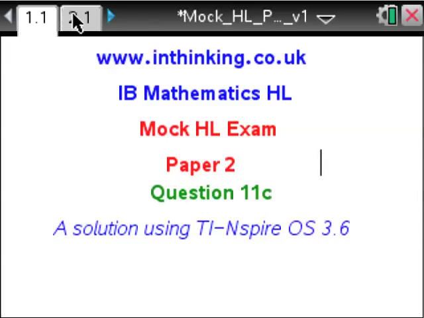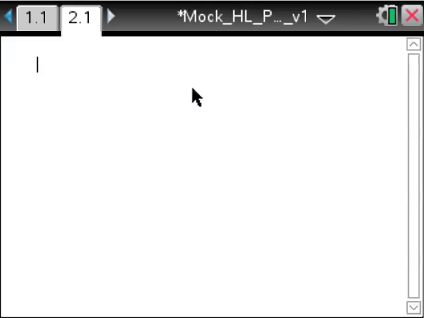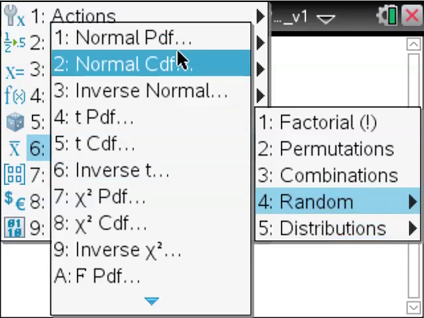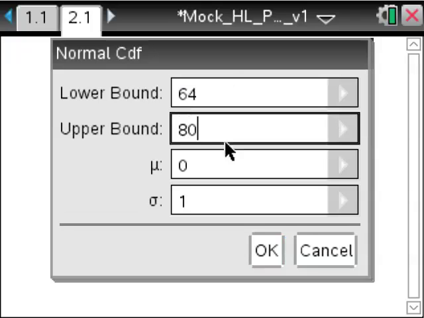Okay, paper 2, question 11, part C. If we insert a calculator page, we're going to be asked to do a probability calculation. So we'll do menu, probability, distribution, and we're going to do a normal cumulative distribution function. Now the lower bound we're interested in here, well, it's between 64 and 80. So what we could do to start off with, I could just type in 64 and 80.